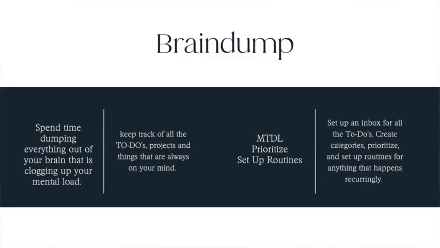The next piece of the puzzle is doing a brain dump. Brain dumping really helps get everything out of your mind and onto paper or digitally if that's how you decide to do this, and relieve the brain capacity that you have for focusing on the things that you need to get done. And so it helps just take all of that stuff out of your mind and clear it up, kind of clear the clouds and the fog, and allow you to actually execute on things that you need to get done. So you're going to be spending time dumping everything out of your brain that is clogging up your mental load to keep track of all the to-dos, projects, and things that are always on your mind.